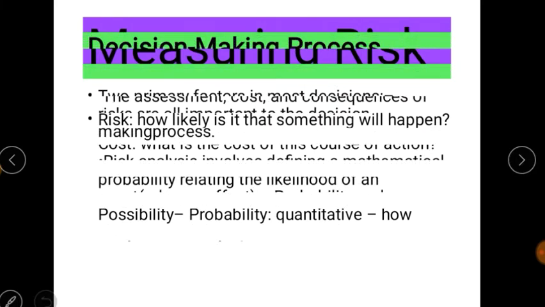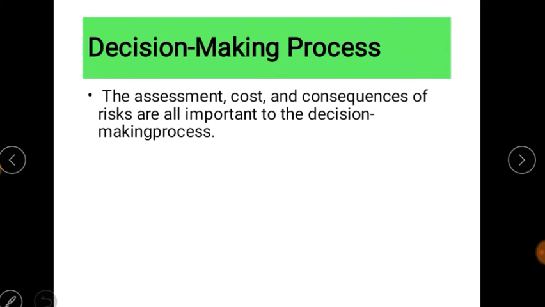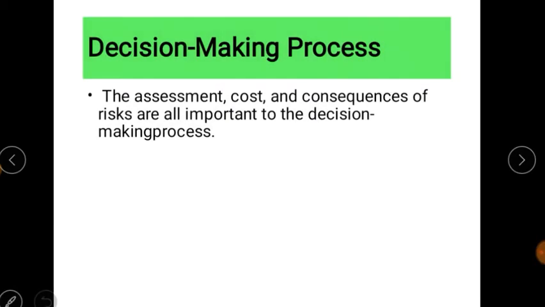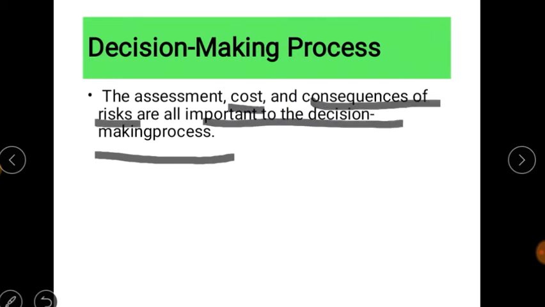Next, the decision making process. The assessment, cost and consequences of risks are important to the decision making process. What is the main purpose of decision making? The purpose is to control the pollution, control the pollutant, control the exposure to the society, so that our society will not be harmed. So cost is there, consequences of risks are there, all are important to the decision making process.